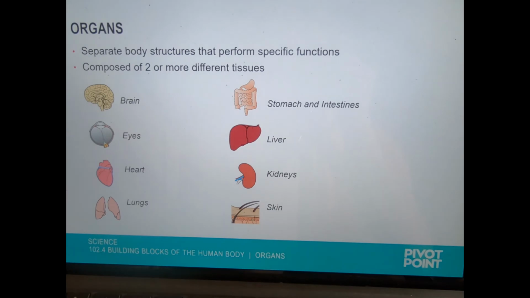Okay, then we go to organs. Separate body structures that perform specific functions, and it's composed of 2 or more different tissues. So we've got the brain, the eyes, the heart, the lungs, the stomach and intestines, liver, kidneys, and skin. Now, which is the largest organ? It is our skin. I know none of us think of our skin as being an organ. We think of it being something inside of our body, but our skin is our largest organ.